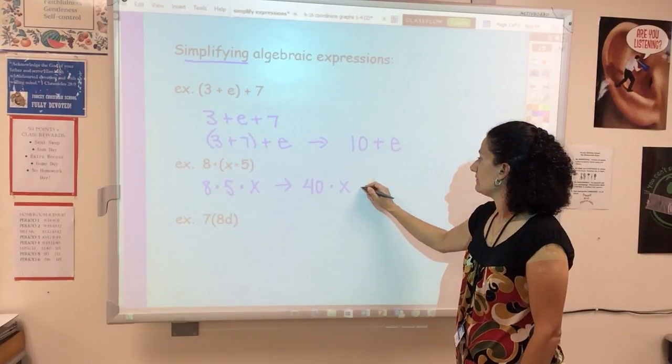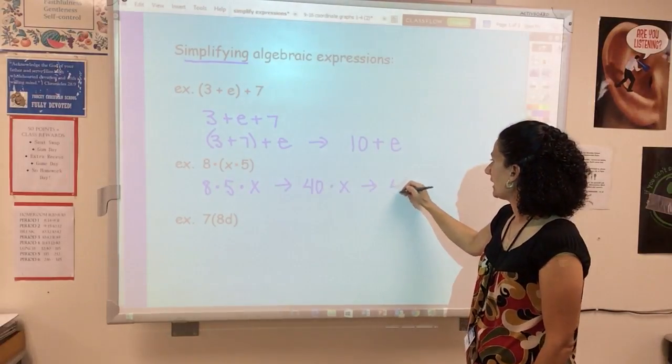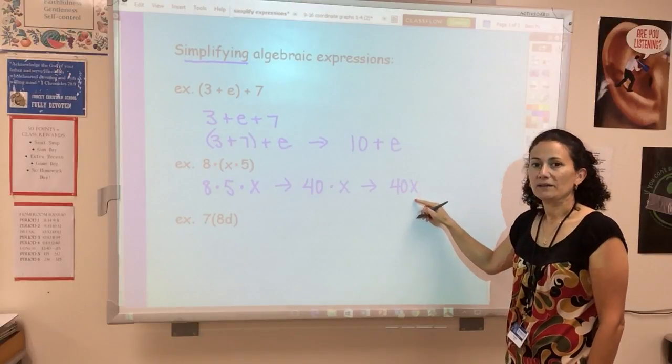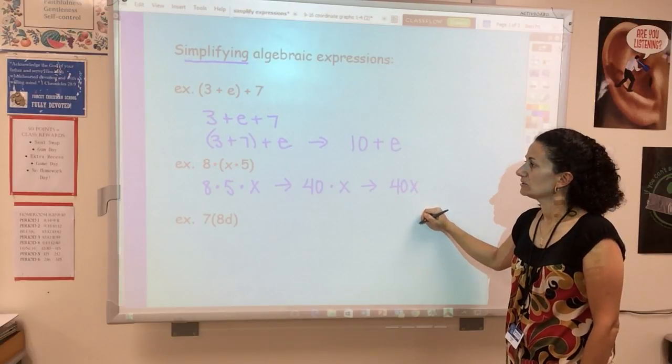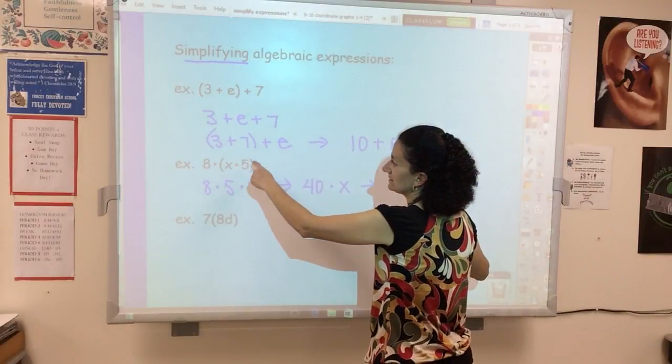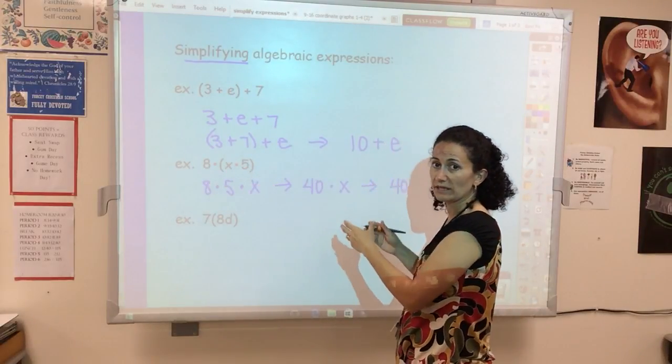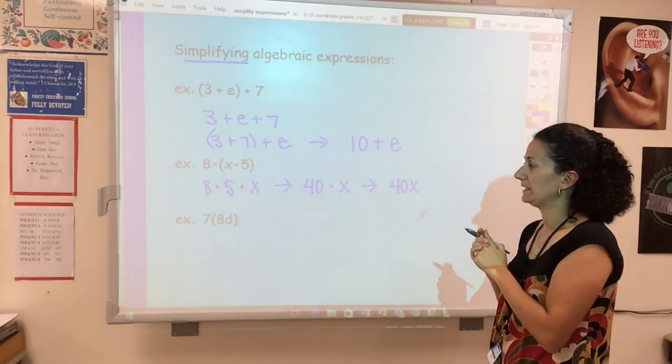Or, even better, I know that in algebra I can just put the number in front of the variable, and that means multiplication. So to simplify something like this, if it's all multiplication, I can multiply the numbers of the like term, put the variable behind it.